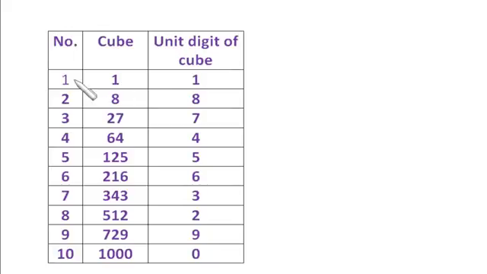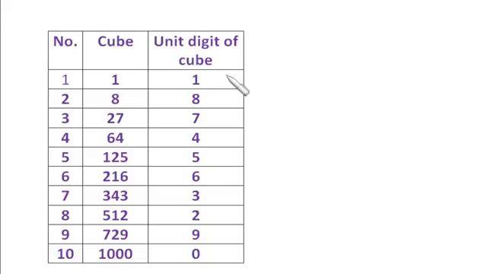Now, the cube of 1 is 1, cube of 2 is 8, cube of 3 is 27, cube of 4 is 64, cube of 5 is 125, cube of 6 is 216, cube of 7 is 343, cube of 8 is 512, cube of 9 is 729, and cube of 10 is 1000.